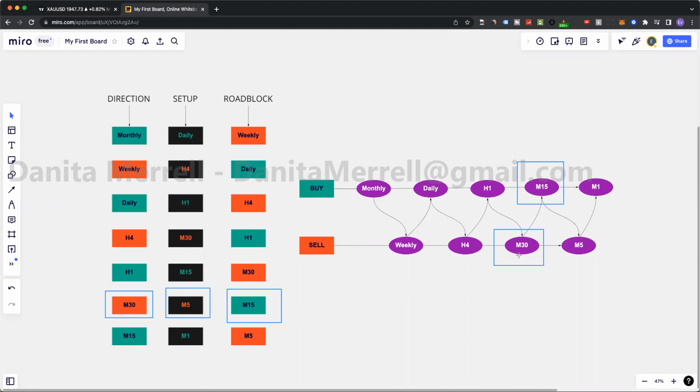So our M30 needs to break the M15. Here is our roadblock. The M30 roadblock is M15. So now we can ping pong from M1 buys to M30 sells. So we're just using our guide here. I hope that's making sense so far. This is pretty much the only way I can explain this visually.